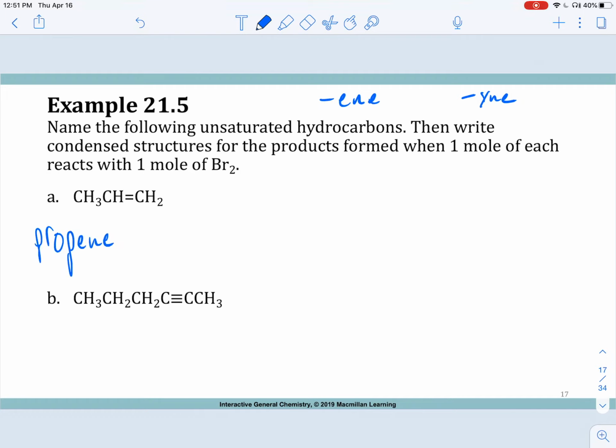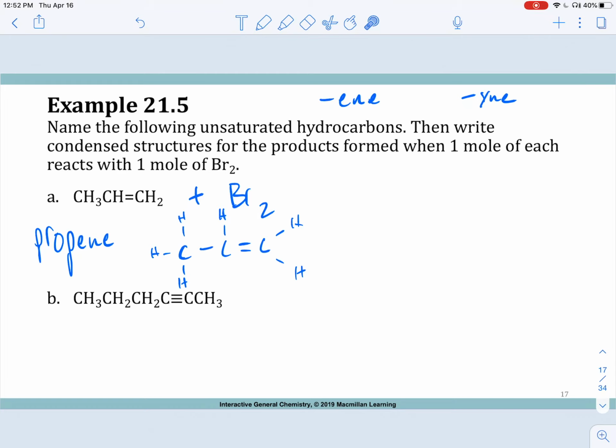Okay, now what happens when I add 1 mole of Br2? And for me, it's a little bit easier to draw this out again. So let's just draw carbon. So this is CH3, 1, 2, 3. Carbon, H, double bond, carbon, CH2. So there's our molecule.